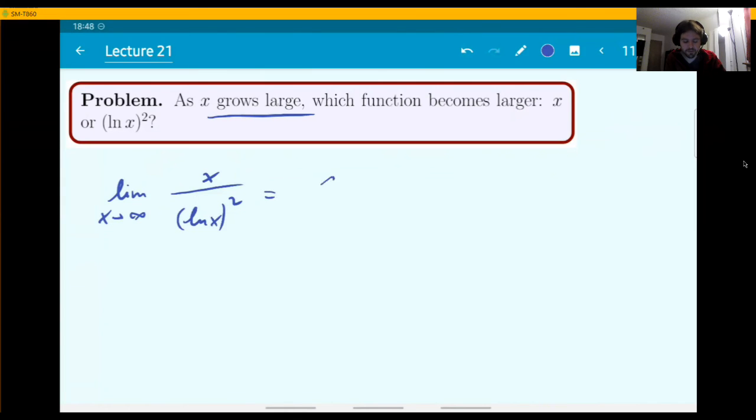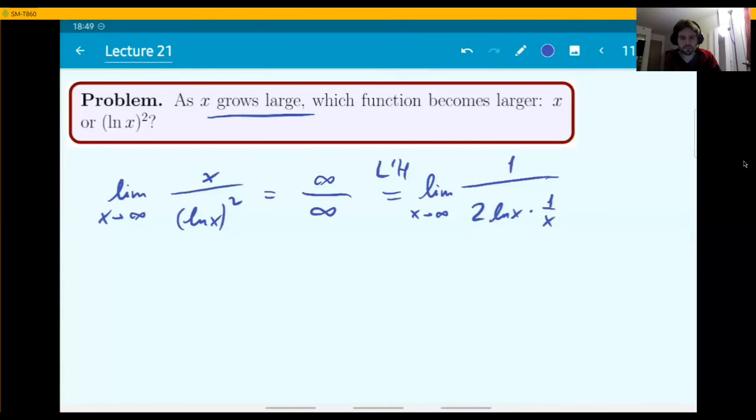This is infinity over infinity. Because x is going to infinity, both of these terms go to infinity. So you can do L'Hopital. Take derivatives. x becomes 1. What about ln x squared? The derivative of the square function would be 2 ln x, and the derivative of the ln is 1 over x.